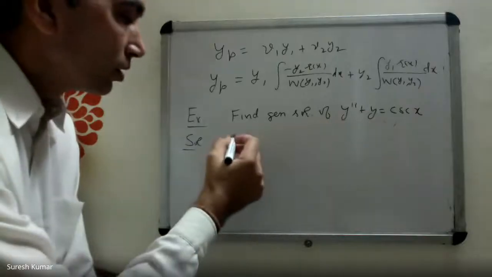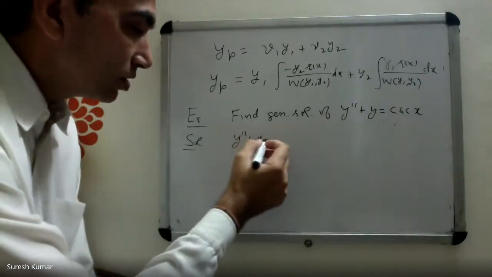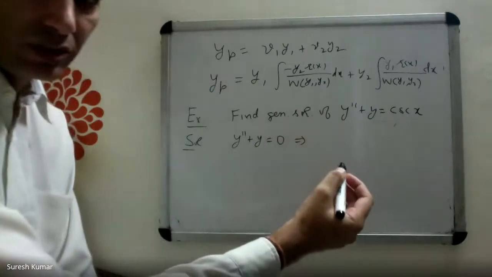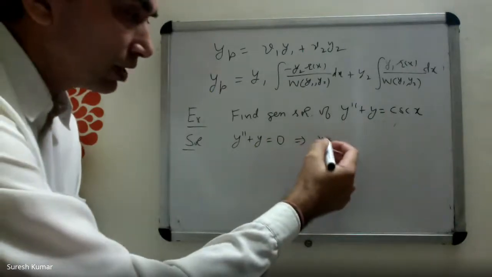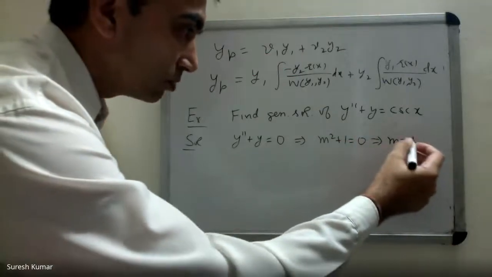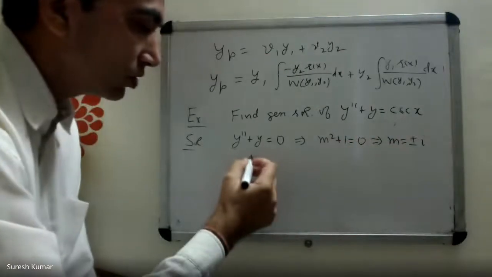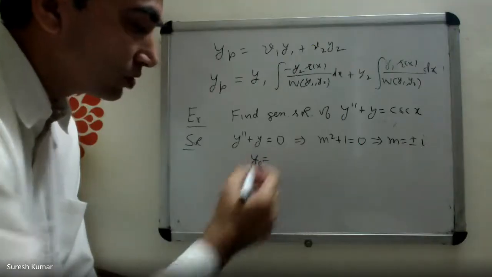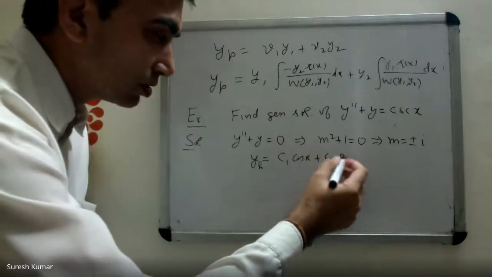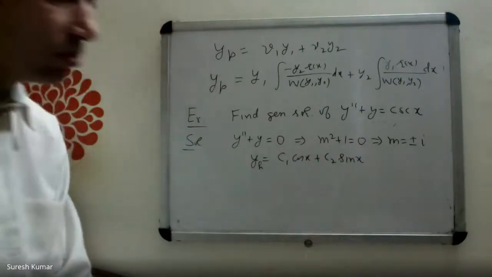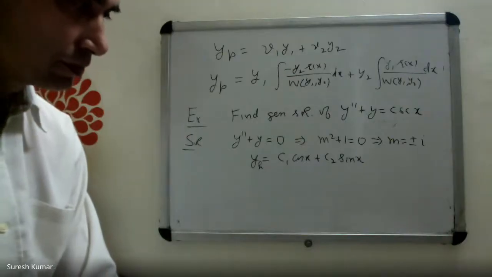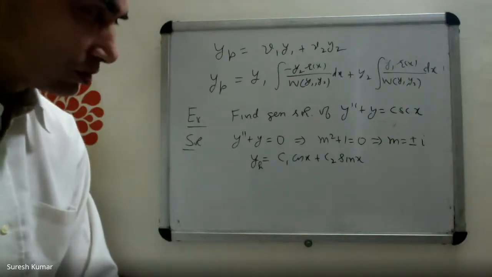So corresponding homogeneous differential equation is y double prime plus y equal to 0. Auxiliary equation for this is what? m square plus 1 equal to 0. Roots are plus minus iota. Solution is yh equal to c1 cos x plus c2 sin x. This you have already done. You already know this solution.